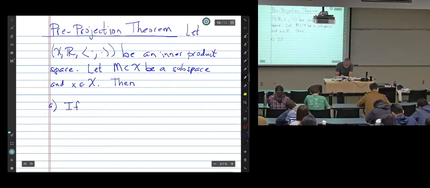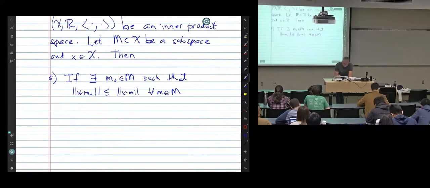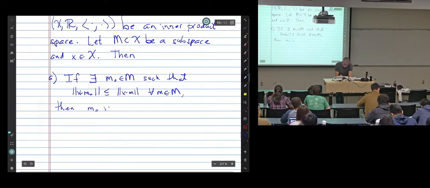If there exists a point in M, so I'm going to call it M0 to make clear it's in M, such that the norm of X minus M0 is less than or equal to the norm of X minus M for every point in M, then M0 is unique.